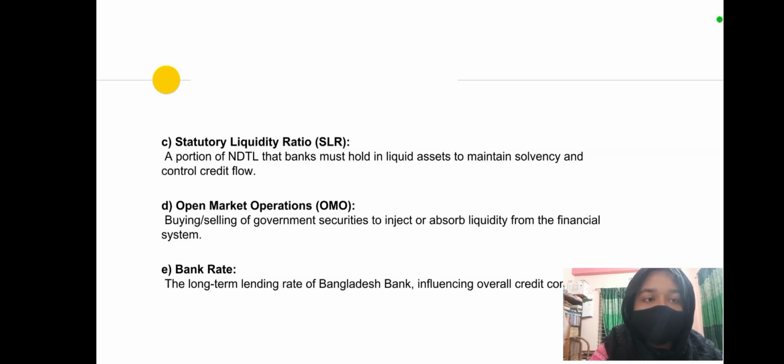Statutory liquidity ratio, a portion of NDTL that banks must hold in liquid assets to maintain solvency and control credit flow. Open market operations, buying or selling of government securities to inject or absorb liquidity from the financial system. Number E, bank rate, the long-term lending rate of Bangladesh Bank influencing overall credit conditions.